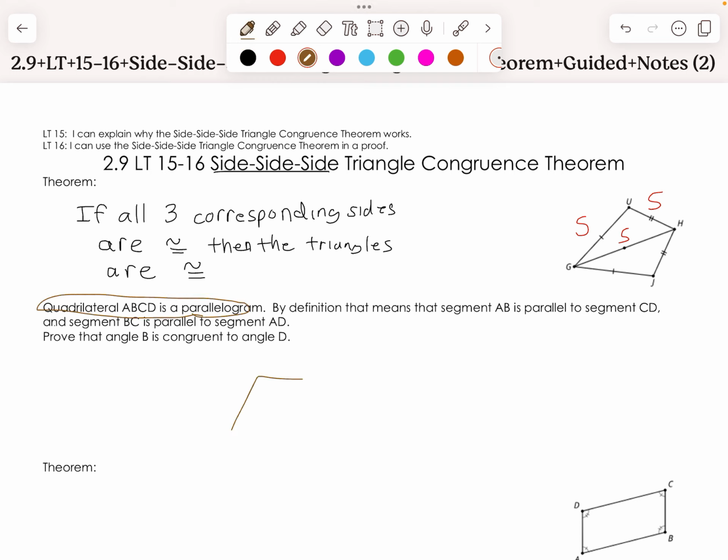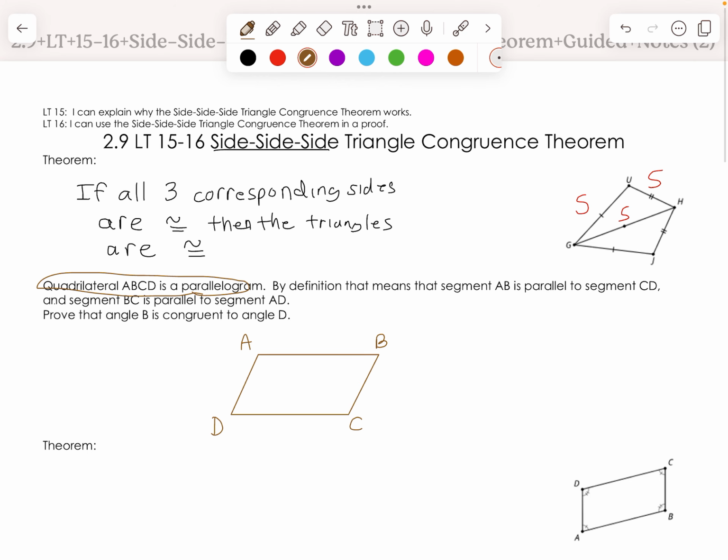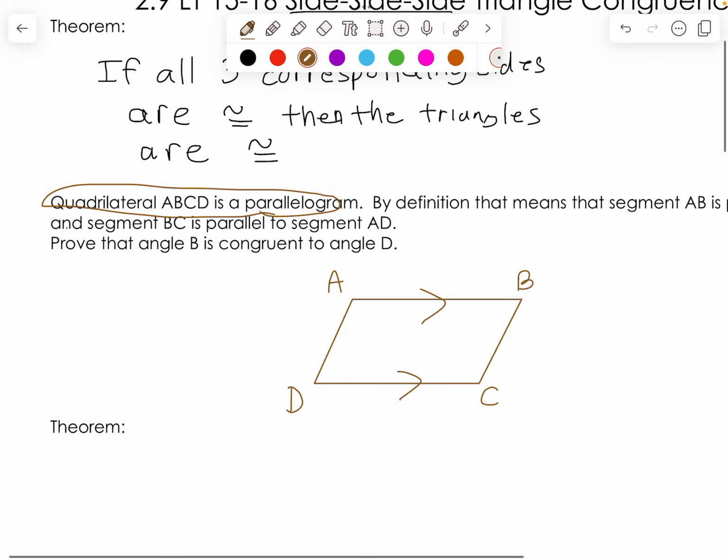quadrilateral ABCD is a parallelogram. Okay, by definition, these sides are parallel. These sides are parallel. Okay, we want to prove that angle B and D are congruent. So these two purple angles I want to prove are congruent.